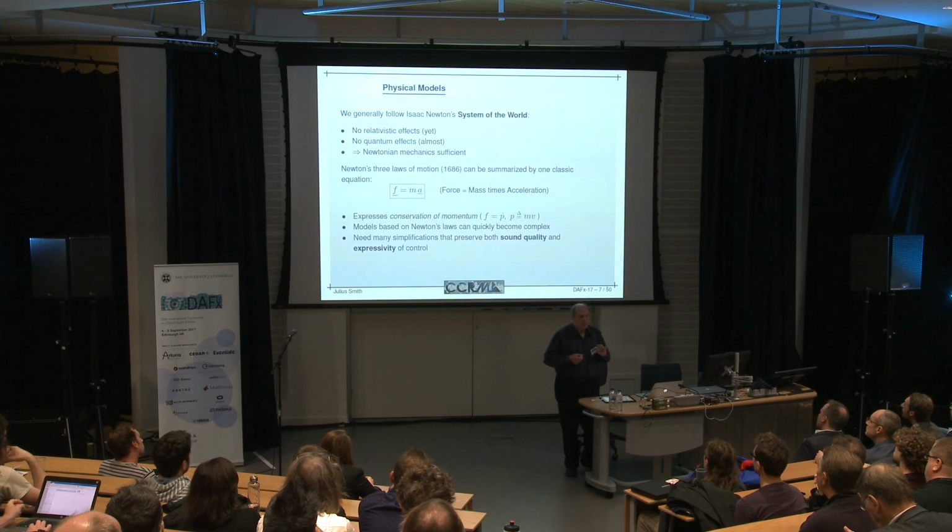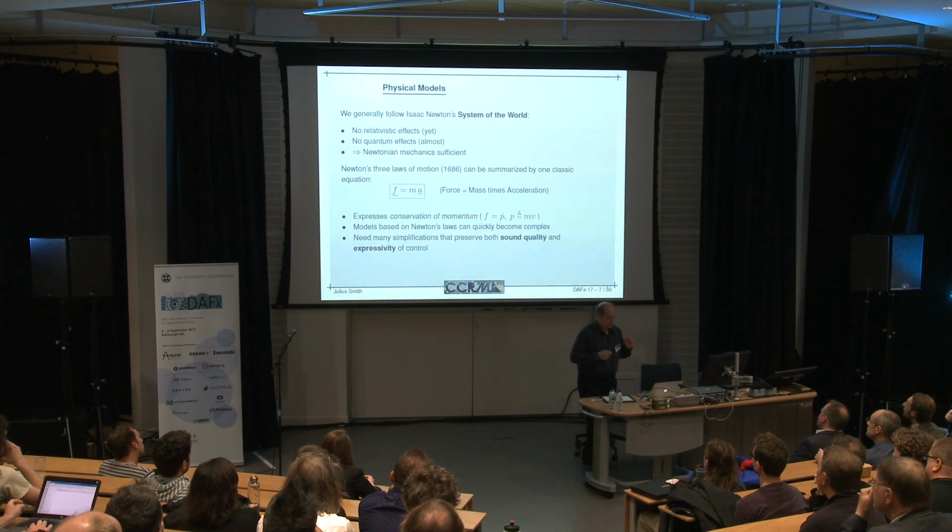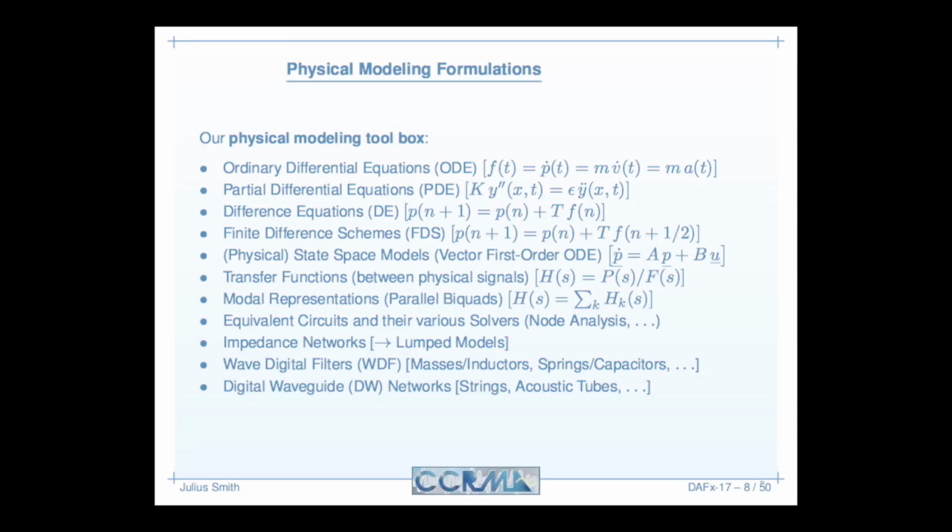However, it does get very complicated very quickly, and so we have various approximation techniques. And so what keeps us busy year after year is finding really efficient but high quality approximations to the complete model. But we want to preserve sound quality and the expressivity of control. We don't want to give up any control dimensions. We have to be able to express fluidly through the virtual instrument as if it were a real instrument. So what do we do when we do physical modeling?